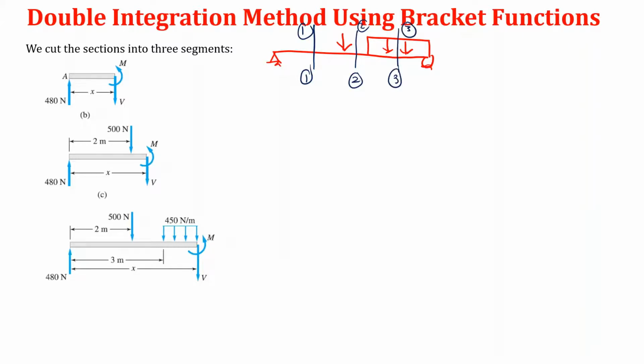Just like what you do when you draw the shear and moment diagram using shear and moment equations, right? We cut the beam. So the same is done here in the double integration method using bracket functions. As you can see, at the left of section 1, shear is downward and moment is counterclockwise. For section 2, looking at the left, this is what we see. Then for section 3, cut and consider the left, and this is what we see.